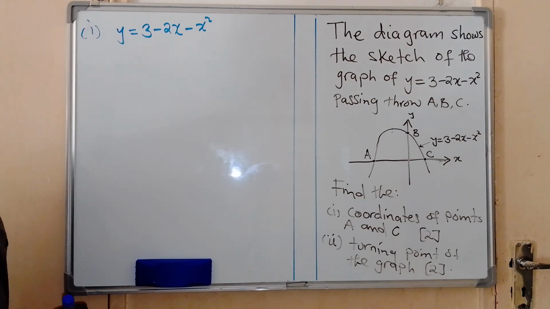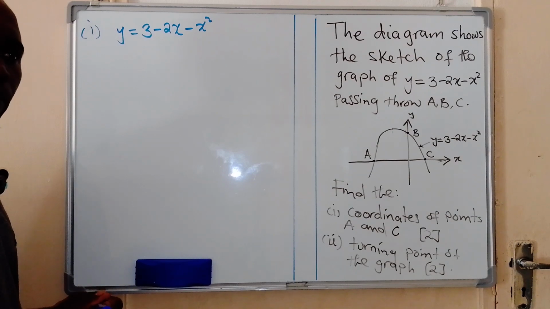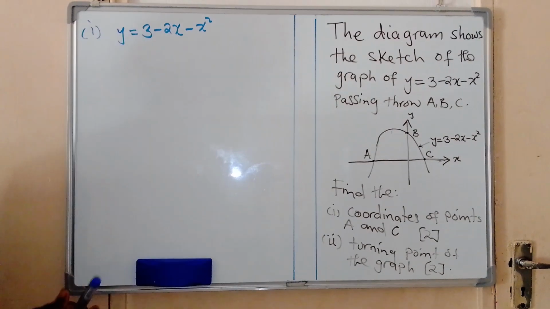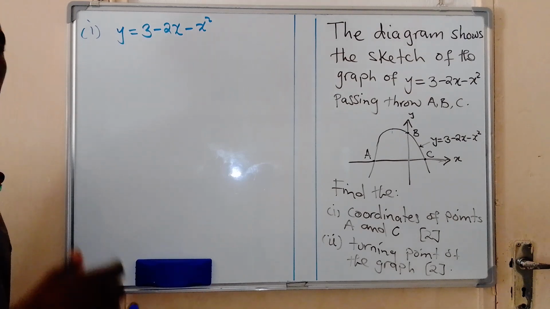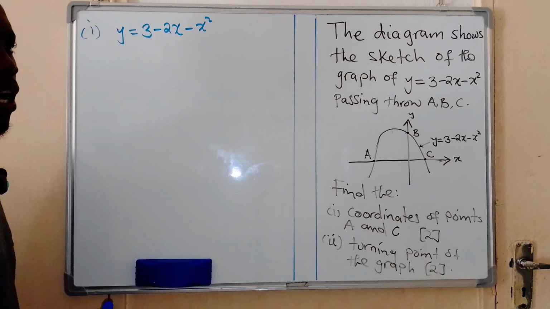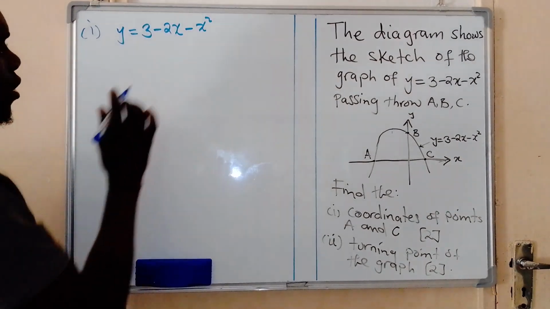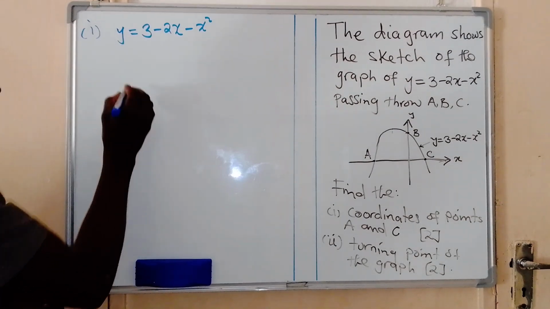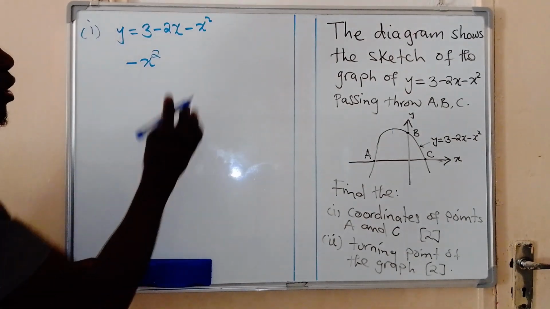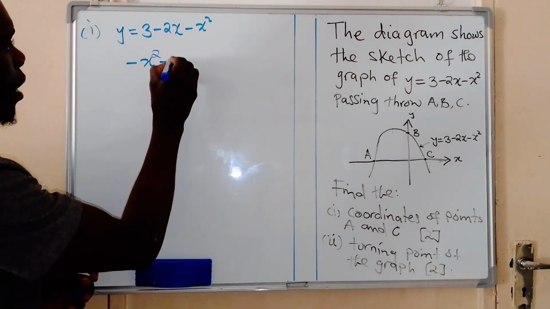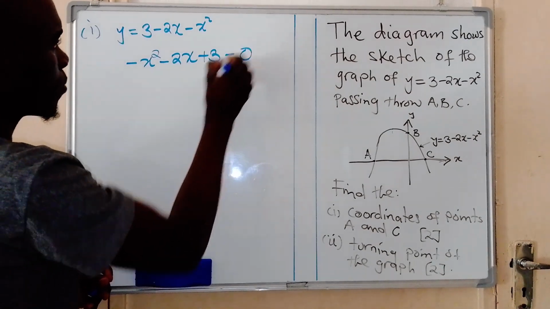So with this information, it is a quadratic equation. The highest power is 2. You can solve this using any method of your choice, but as for paper 1, it is advisable that you use the factorization method. You factorize. So how? You arrange this. Where there is y, we'll put 0, which makes this equation, when you arrange it nicely, minus x squared minus 2x plus 3 is equal to 0.